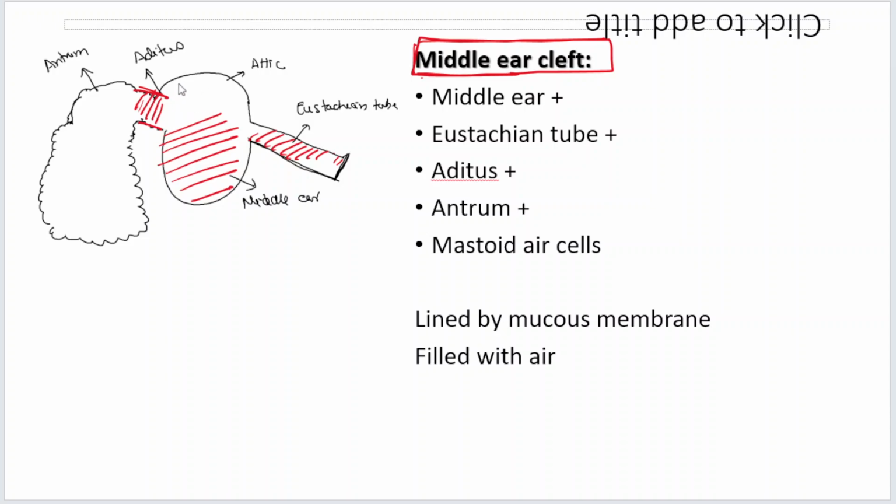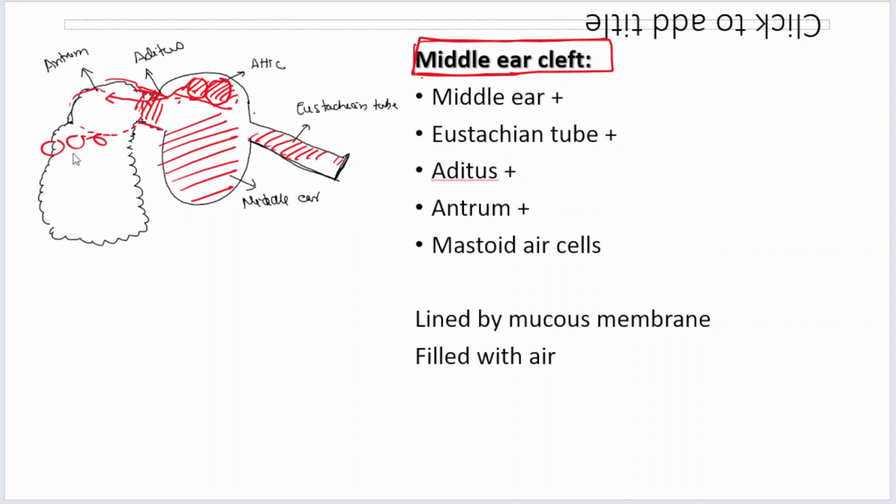which connects the attic. This is the attic. The attic is the part of the middle ear above the tympanic membrane, the superior part, which houses the body of the incus and the head of the malleus. The head of the malleus and the body of the incus is called the attic. Okay. So this attic goes posteriorly through the aditus into the antrum. Antrum is the largest air cell of the mastoid air cell system.